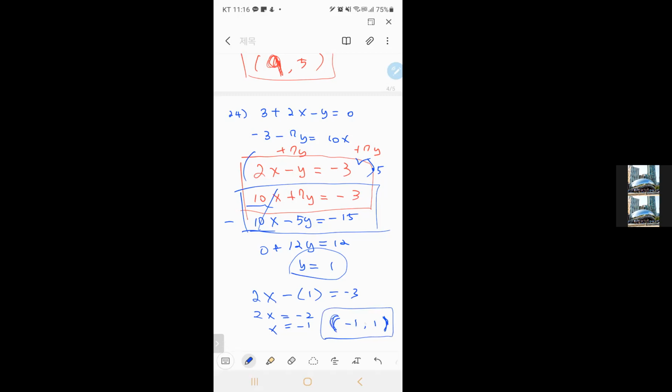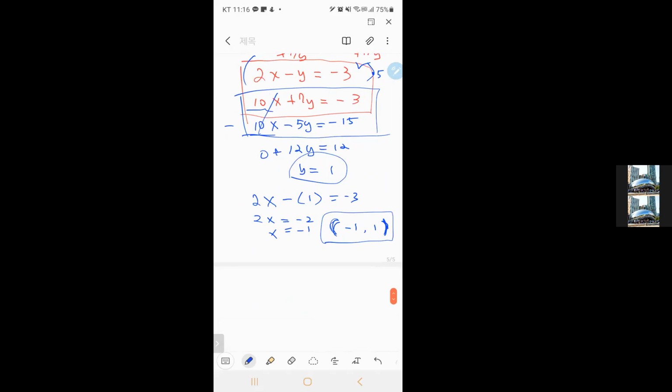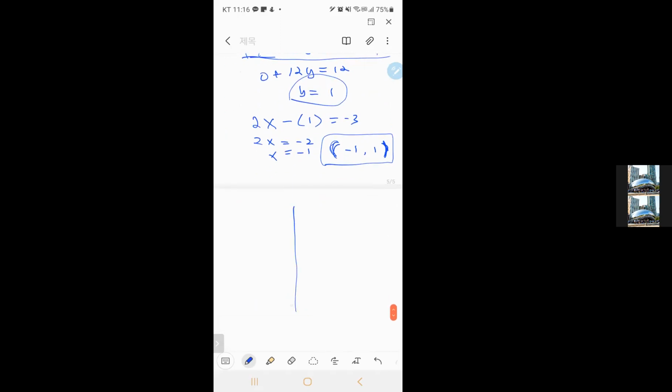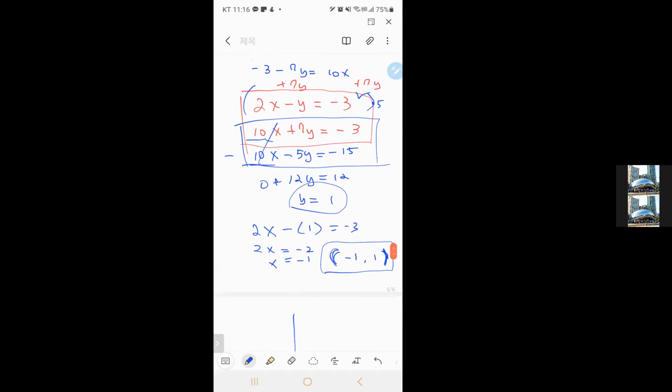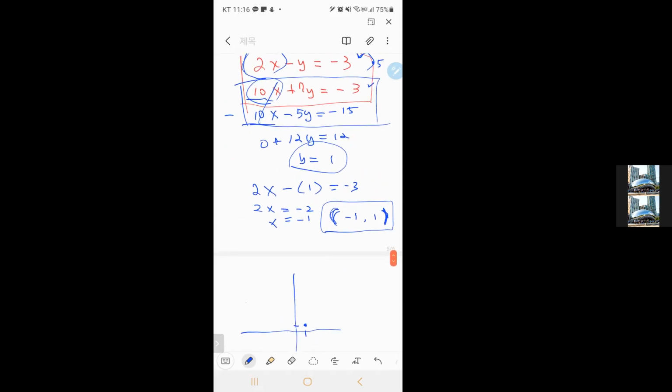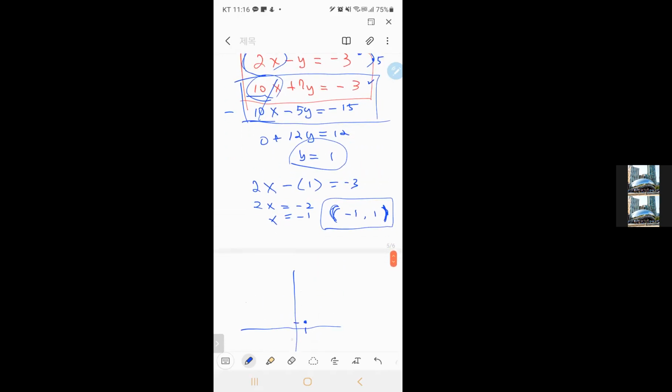okay, always put them in parentheses. This represents a coordinate. So when you graph these two equations, this point is where the two equations meet. Right? So this equation would have a positive slope, and the other a negative slope, if you write in slope intercept form. So something like this.